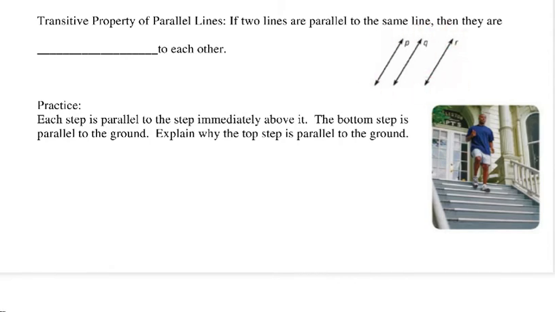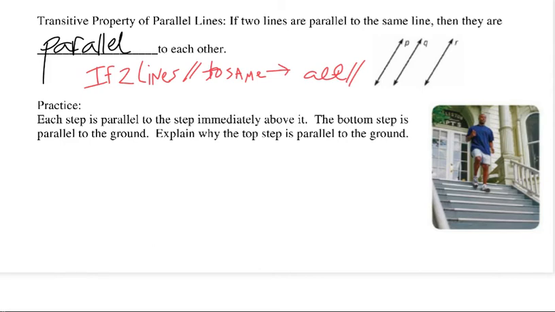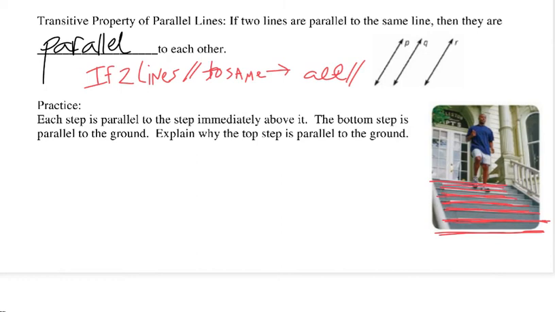So for the practice question, we're looking at this picture and it says that each step is parallel to the step immediately above it. The bottom step, you can kind of see right here, is parallel to the ground. And you want to explain why the top step is also going to be parallel to the ground. It's for the same reason, this transitive property. If the first step is parallel to the ground, and the next step above it is parallel to that first step, and so on all the way up, then we can use the transitive property to say that the last step will also be parallel to the ground because they're all parallel to each other.